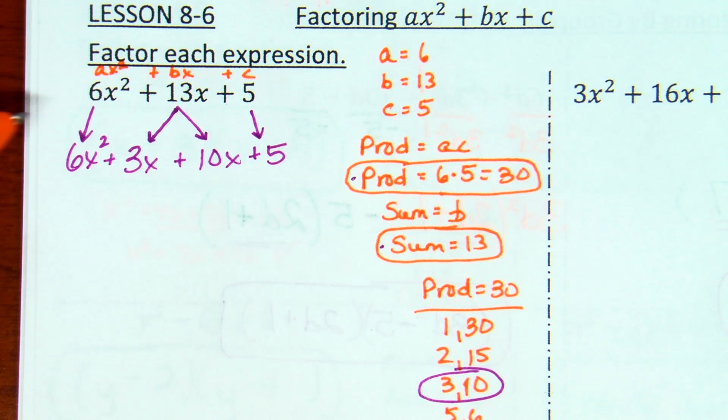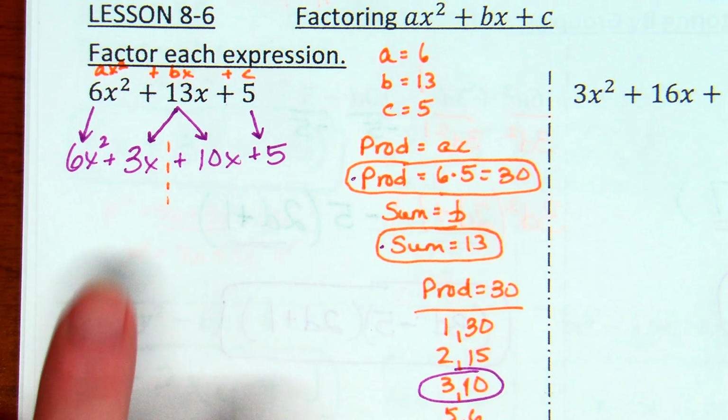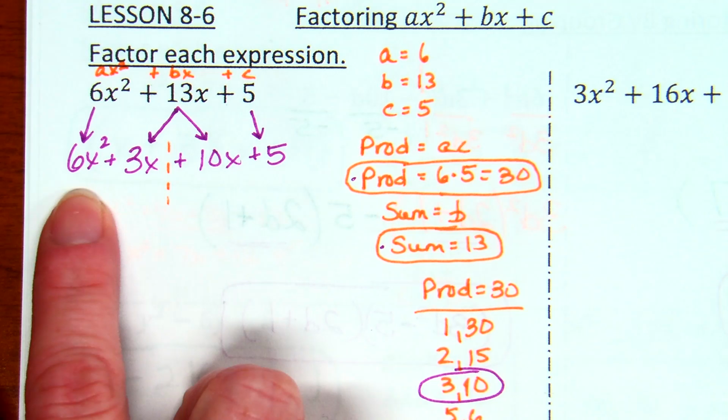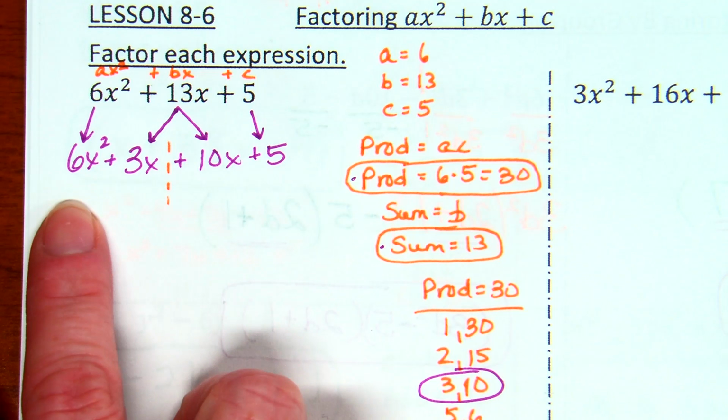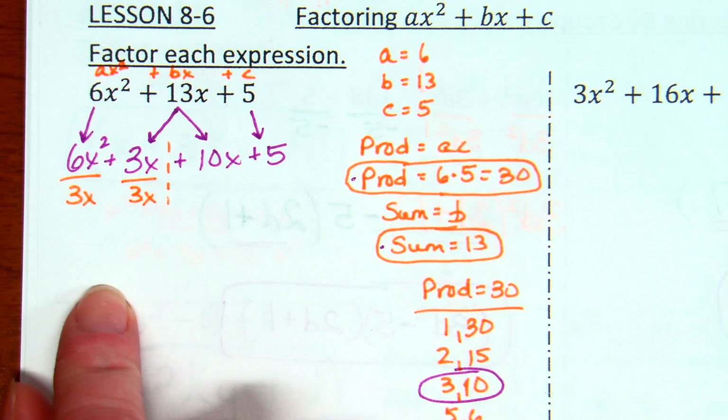I'm going to split the 4 terms in 2 sets of 2, right? So, what can 6x squared and 3x divide by? 3x. They both divide by 3. They both have an x. But they don't both have the exponent. So we're just going to divide them both by 3x. Now remember, what do I do with that 3x? Goes out front.